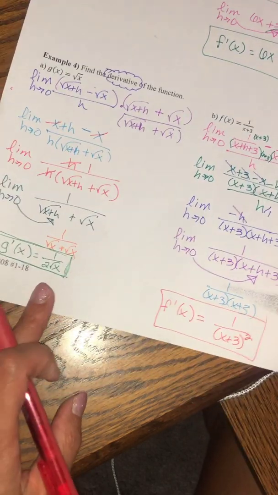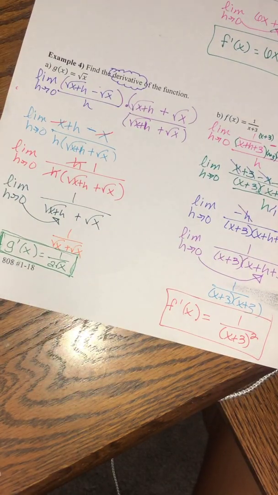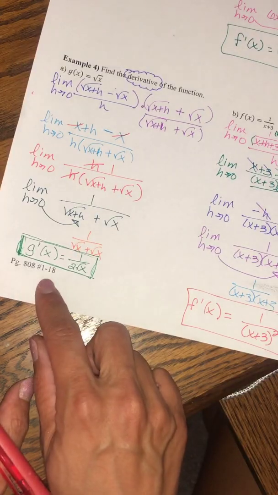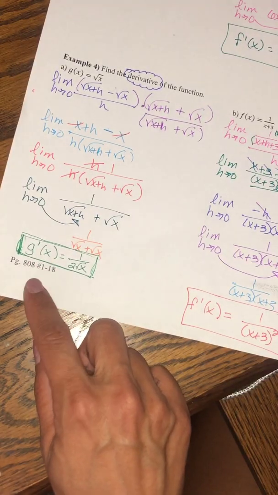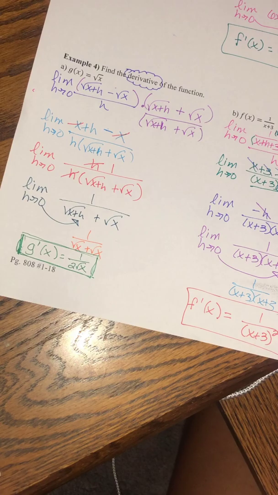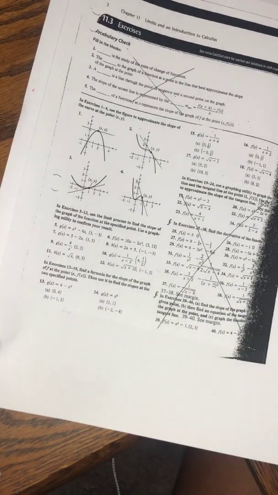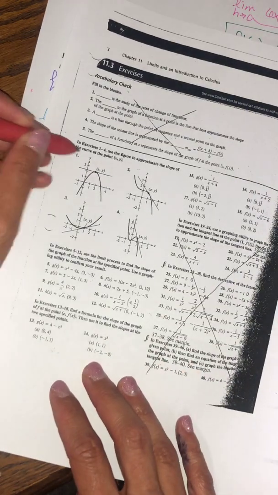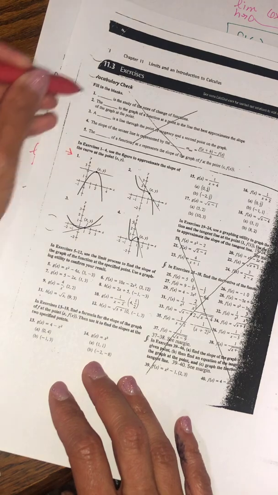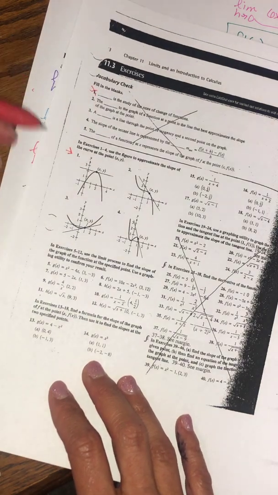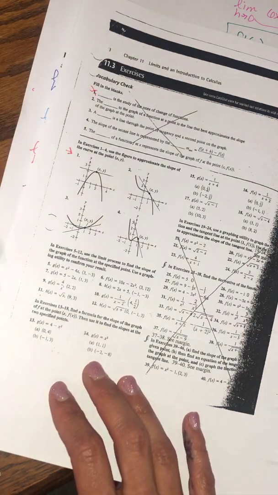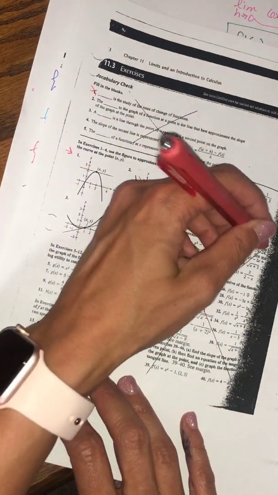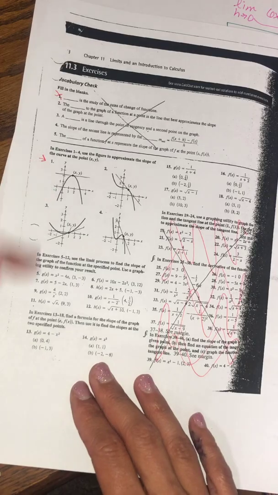All right, so your homework is going to be on page 808, numbers 1 through 18. This is not the same page 808 as in your book. I have uploaded it. It looks like this. So you're doing 1 through 18. So you're starting at this one, not the vocabulary check one. This one, and you're going all the way to 18. So notice that this part, don't do it. Okay. So 1 through 18.